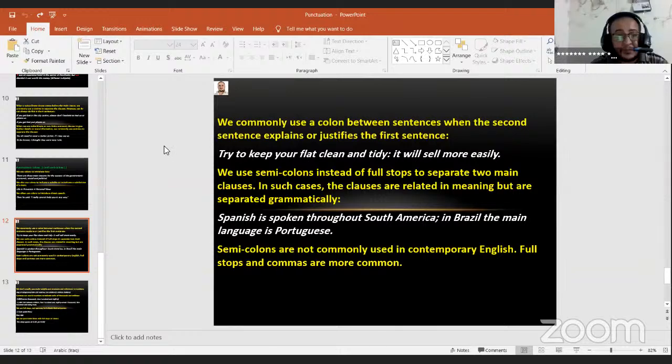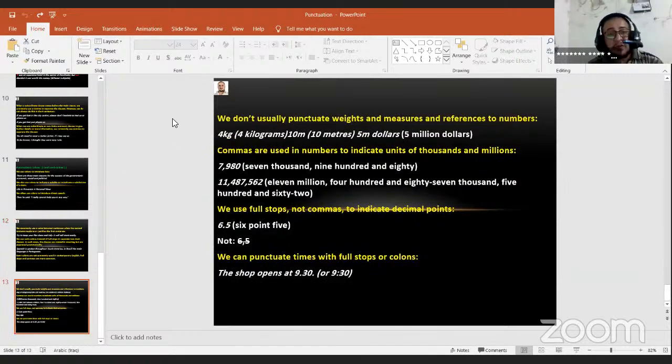We don't usually punctuate weights and measures and references to numbers. For example, 4 kg, 10 m. 4 kg means 4 kilograms, 10 m means 10 meters, $5 m means $5 million. Commas are used in numbers to indicate units of thousands and millions, for example 7,980 or 11,487,560.